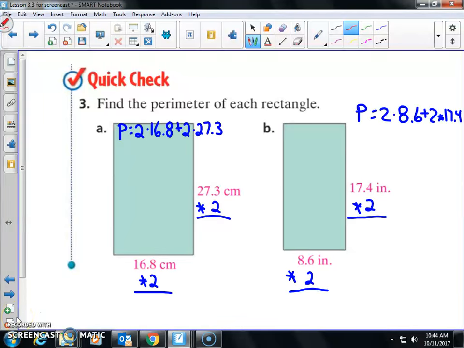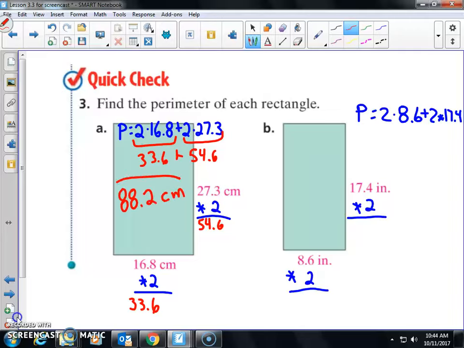16.8 times 2 gives us 33.6. 27.3 times 2 gives us 54.6. So I'm going to add 33.6 plus 54.6. When I add them up, I get 88.2. And this is centimeters. That means the distance around the outside, the perimeter would be 88.2 centimeters.